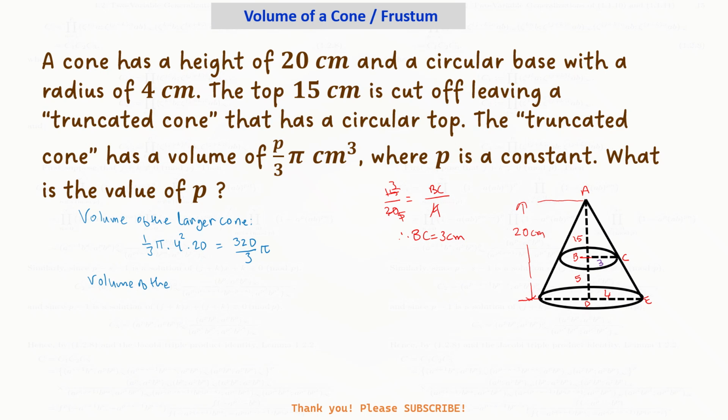Then I find the volume of the cut off cone. This is not the truncated cone, we find the volume of the top that's been cut off. The cut off cone would be 1/3 times pi times r squared h. Here r is 3 and the height is 15, so that would be 9 times 15, 135 over 3 pi.